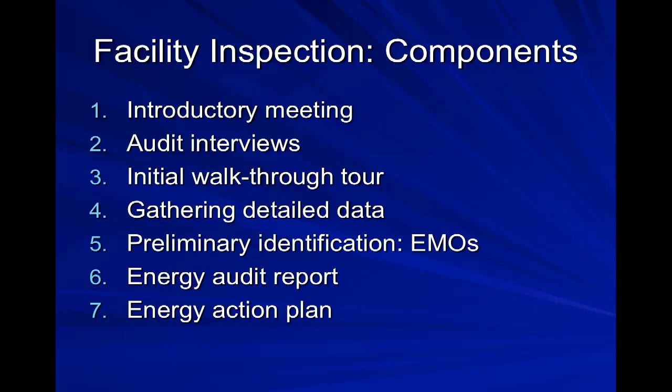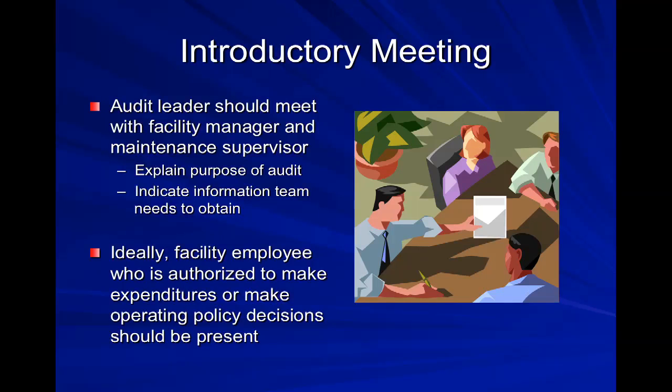So these are the 7 parts of the inspection: the introductory meeting, the interviews, the initial walkthrough, gathering of the data, preliminary identification of the energy management opportunities, the generation of the audit report, and then finally to make an energy action plan.